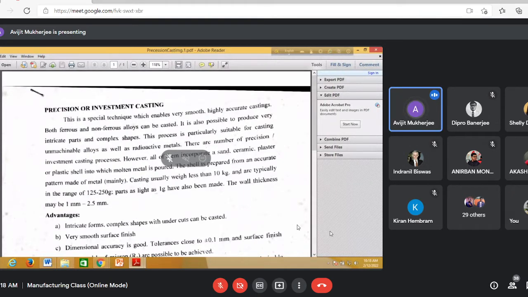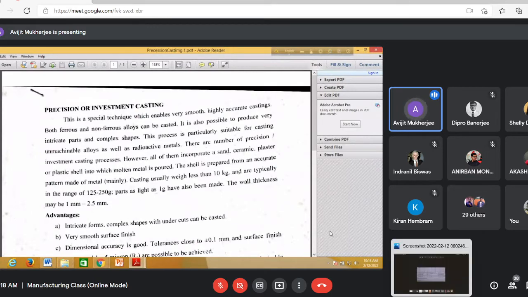So we may use sand as a molding material, but except sand, various other ingredients, as in the last time we had mentioned that sand is not the only molding material.